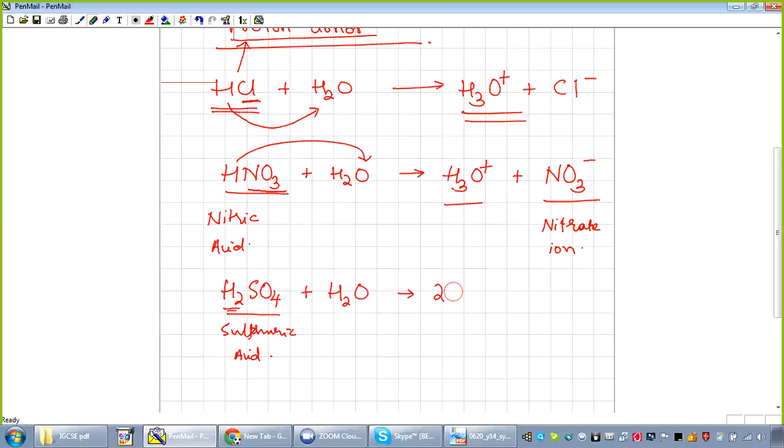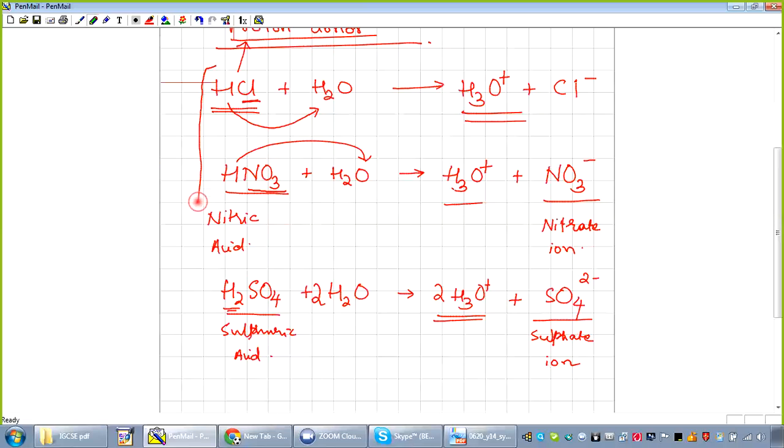Okay, so it is going to become 2H3O plus, and the other part that is remaining over here is SO4 2 minus, that is sulfate ion. Obviously here there are 2H3O plus, so that is going to combine with 2 water molecules. So it is going to form 2 hydronium ions per molecule of sulfuric acid, and this remaining part obviously is sulfate ion.